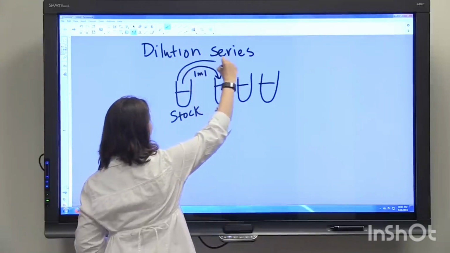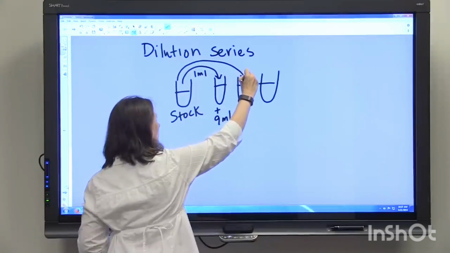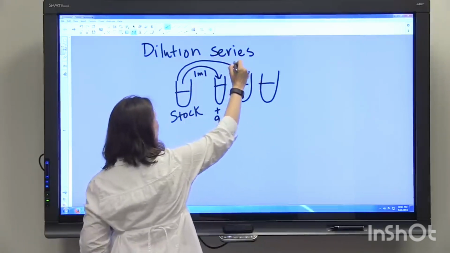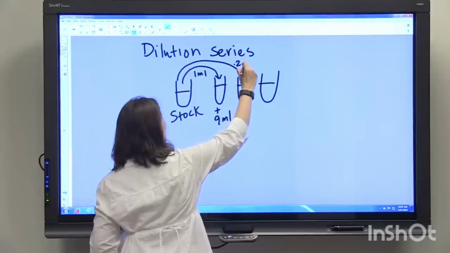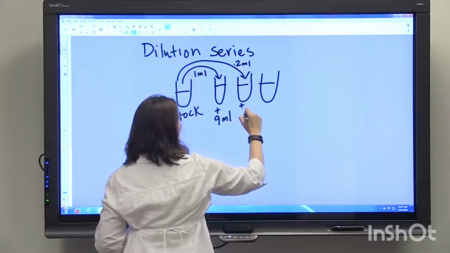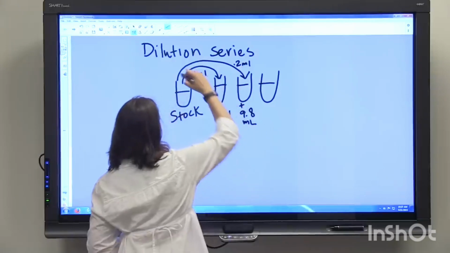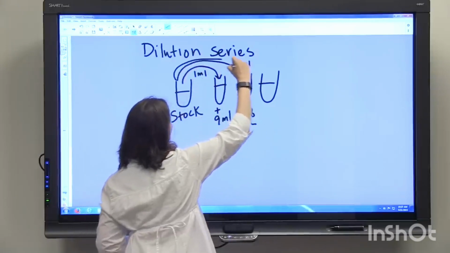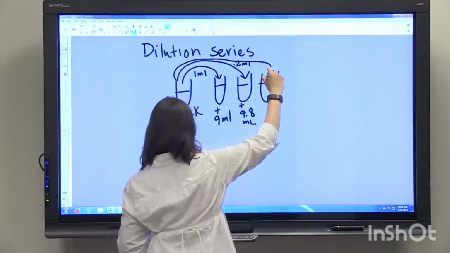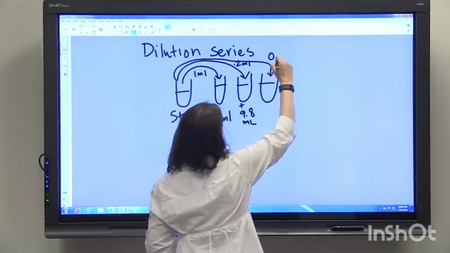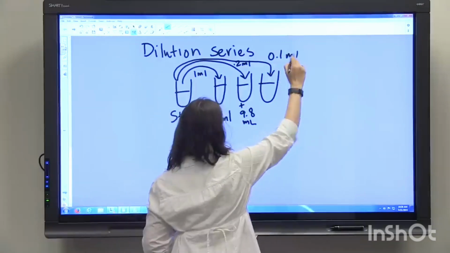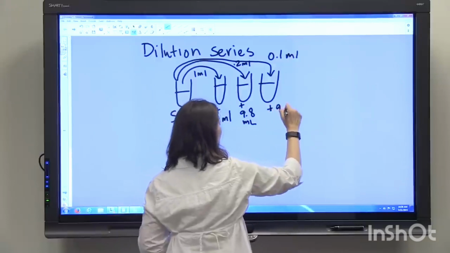You're going to use the stock again for the second test tube, but there you're just going to put 0.2 mLs and 9.8 mLs of diluent. And into your third test tube, 0.1 mLs and 9.9 mLs of diluent.